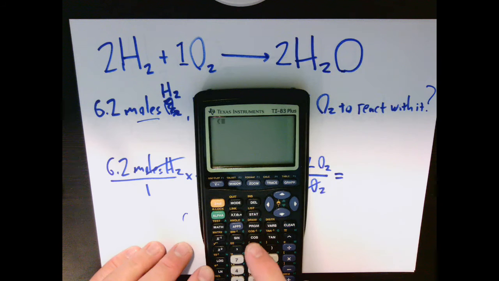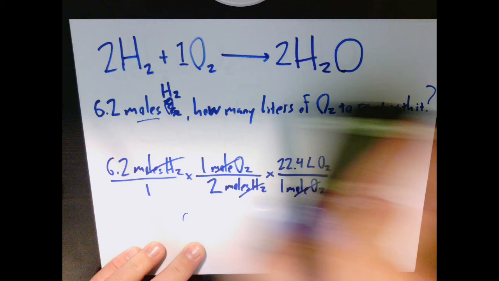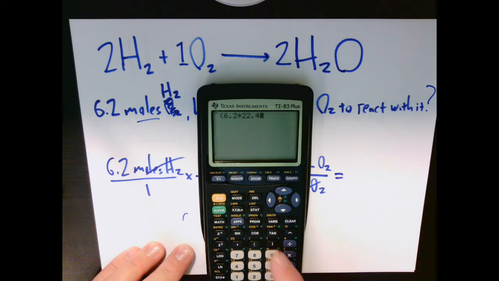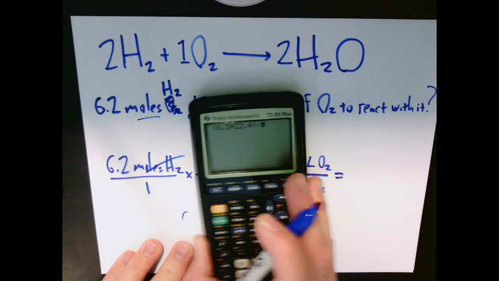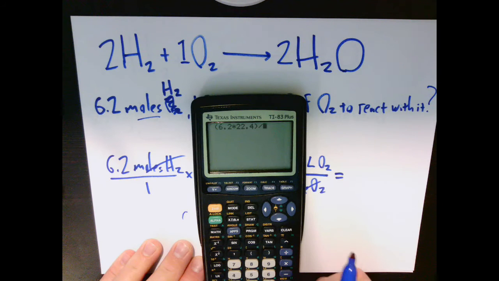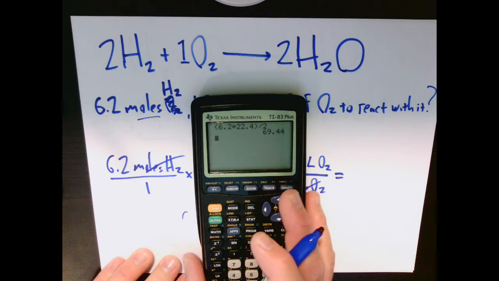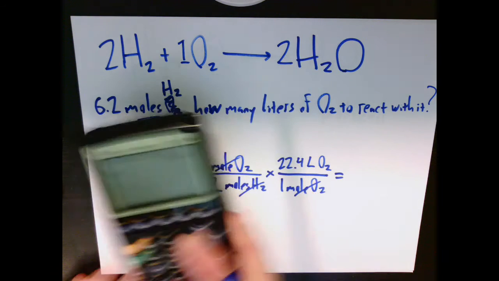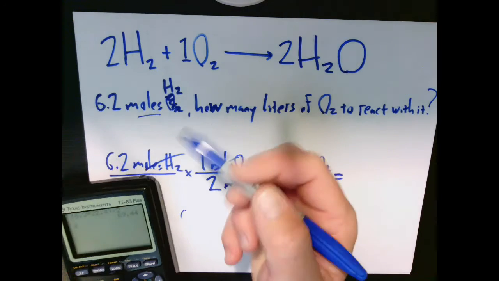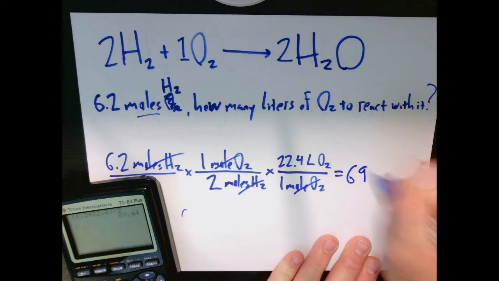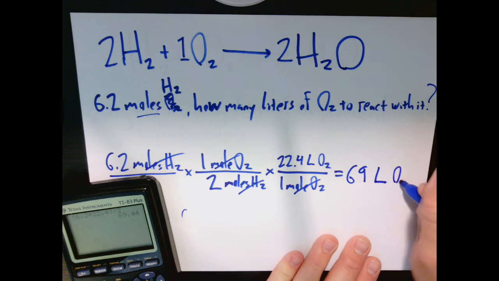What I would do here on my calculator, in parentheses, 6.2 times 22.4, that's everything in the numerators, and then divide that by the denominator, which is just 2. So 6.2 times 22.4 divided by 2, and the answer, 69.44. I'm going to round that to 2 significant figures because the original measurement has 2 sig figs. So 69 liters of oxygen.